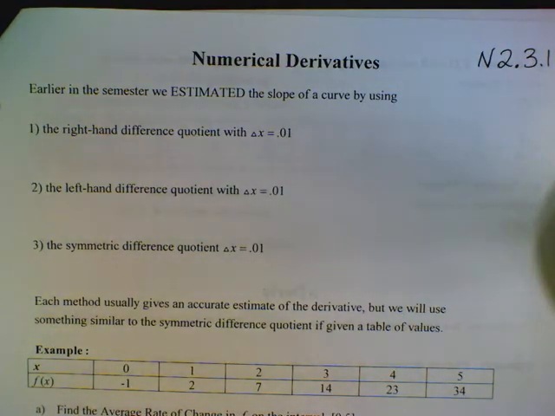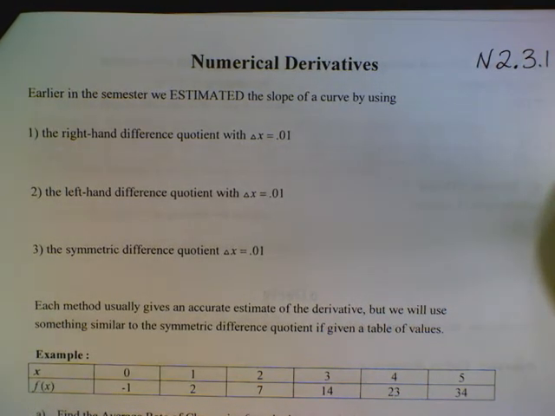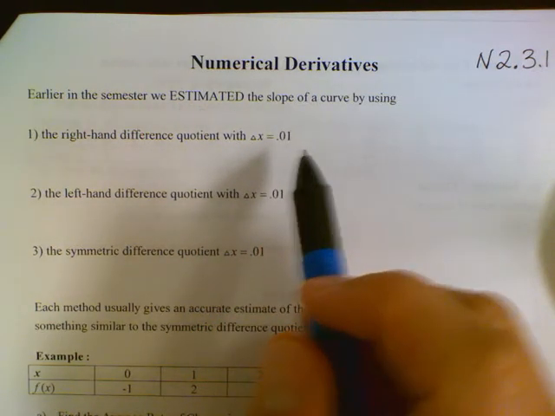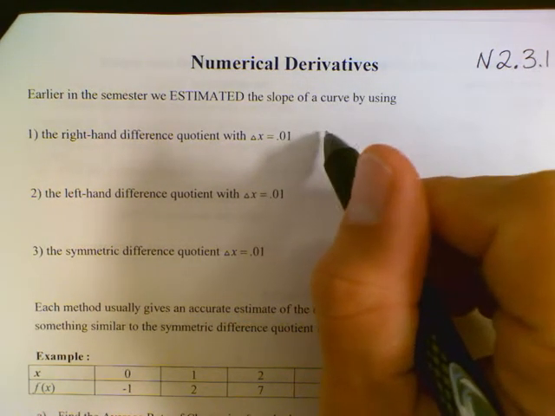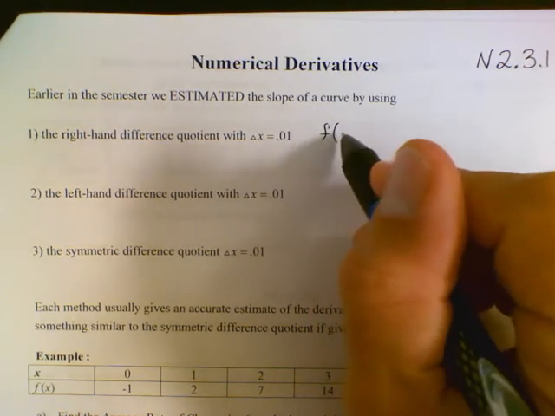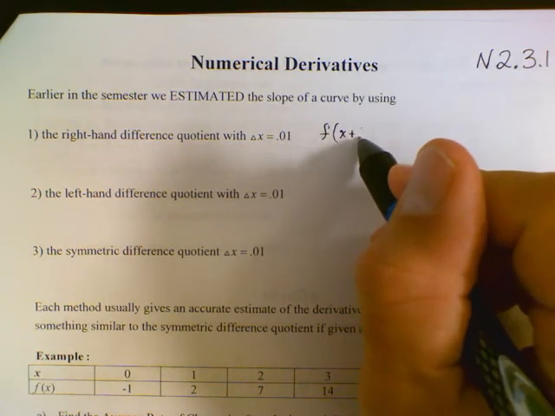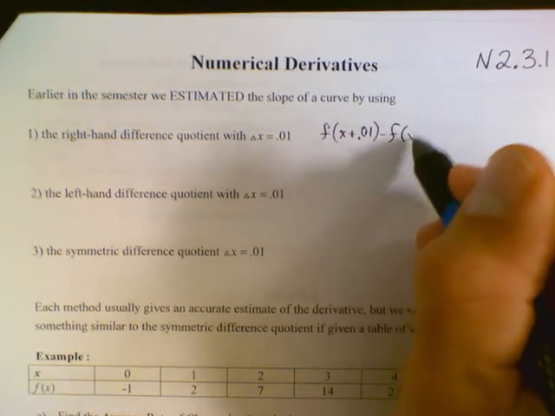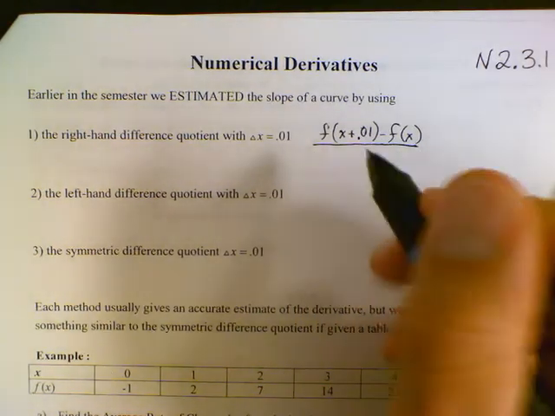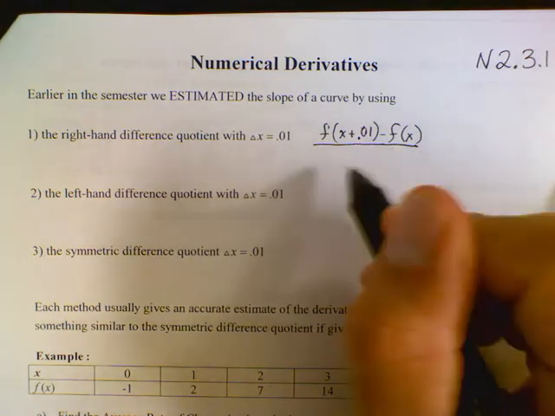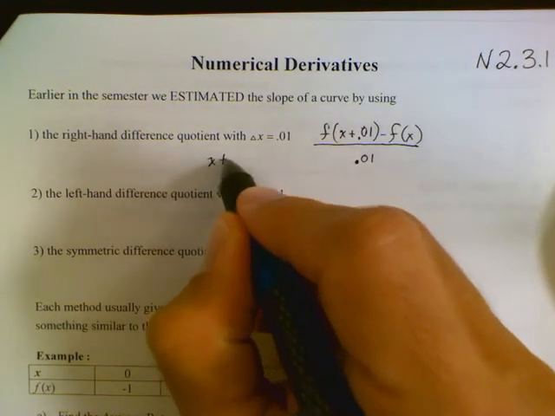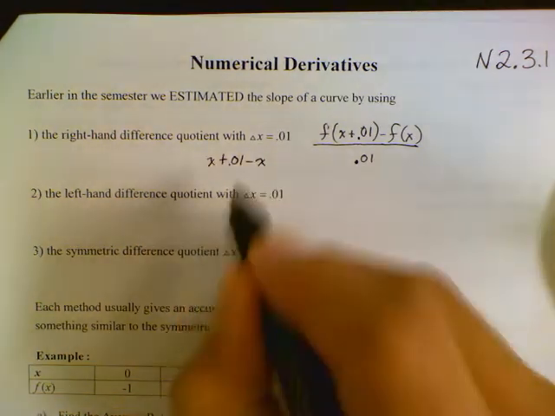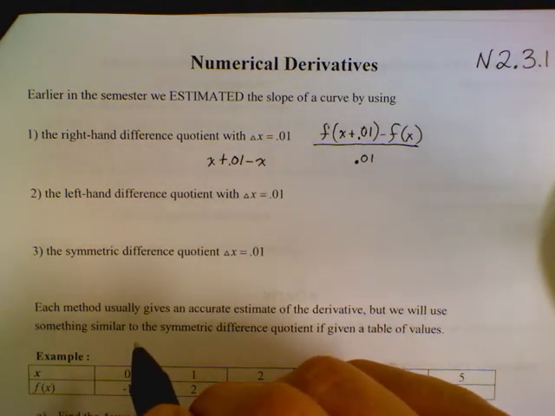Let's remind ourselves of something that we've been taught previously. Earlier in the semester we estimated the slope of a curve by using the right-hand difference quotient with delta x equals 0.01. So the difference quotient might have looked something like this: f of x plus some small value, 0.01, minus f of x, all over x plus 0.01 minus x. Well, that's just going to give us 0.01. I did a little bit of that in my head there: x plus 0.01 minus x, and the x's cancel. So basically that's our right-hand difference quotient.